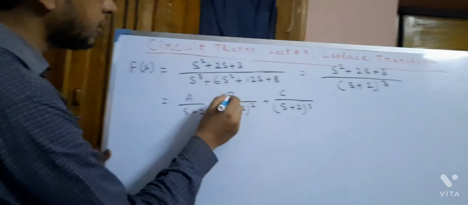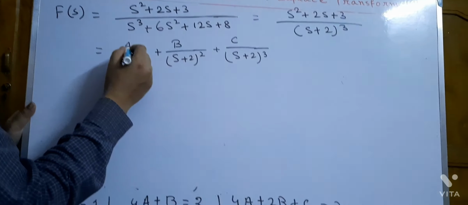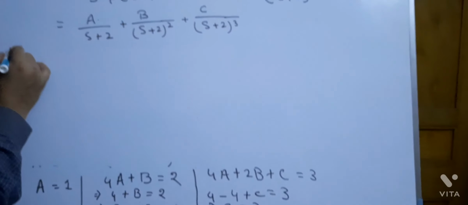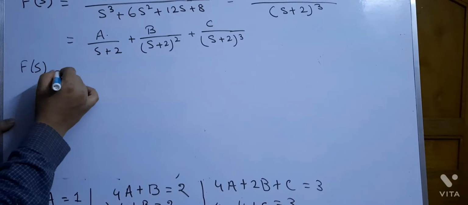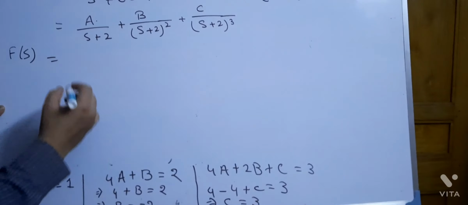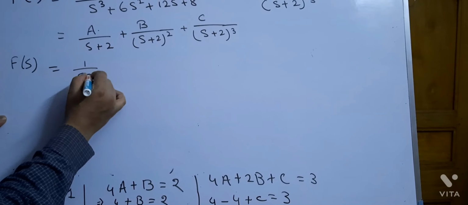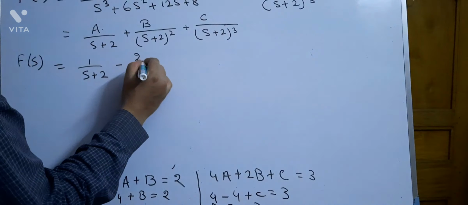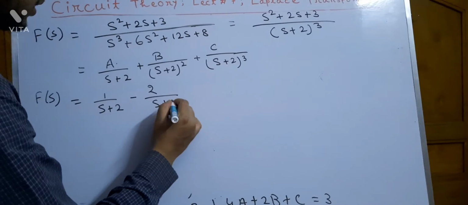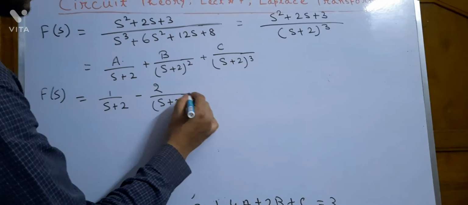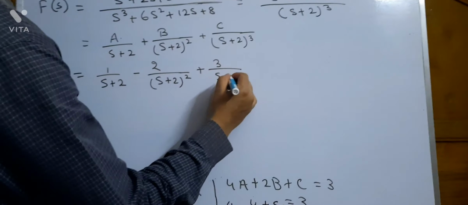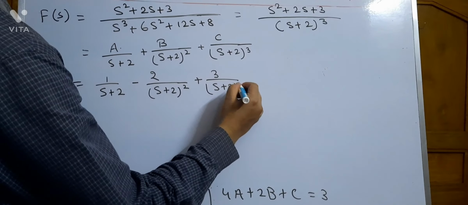Replace these three constants. These three constants are determined separately. So F(s) equal to A by (s plus 2), A is 1, so 1 by (s plus 2), B equal to minus 2, so minus 2 by (s plus 2) square, and C is equal to 3, so this is 3 by (s plus 2) cube.